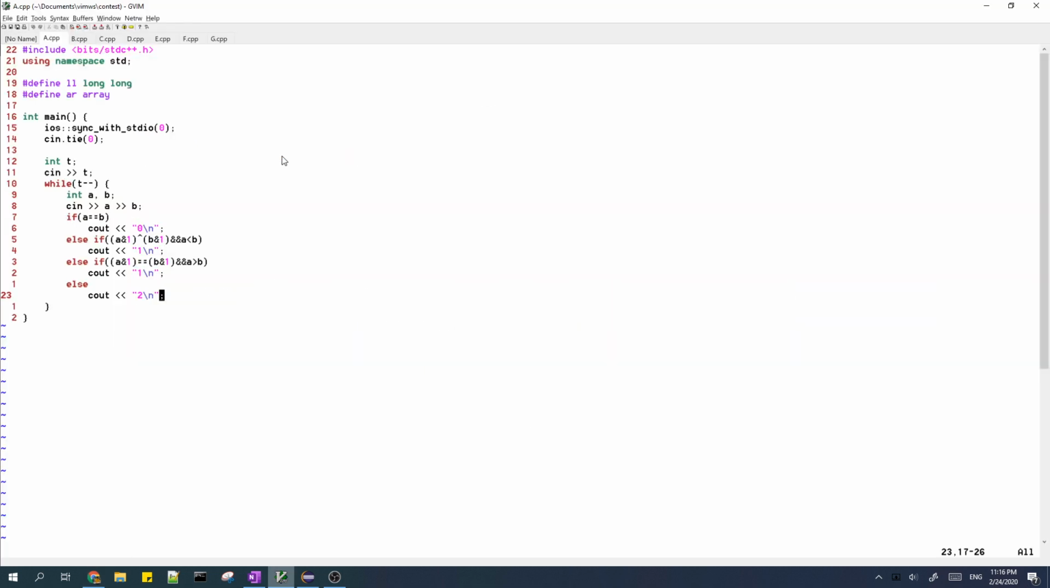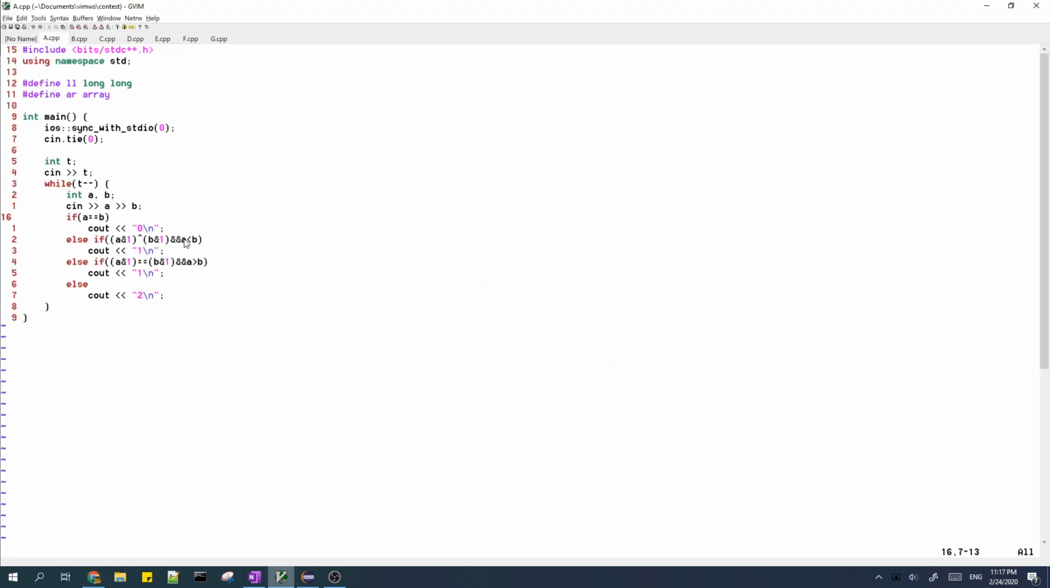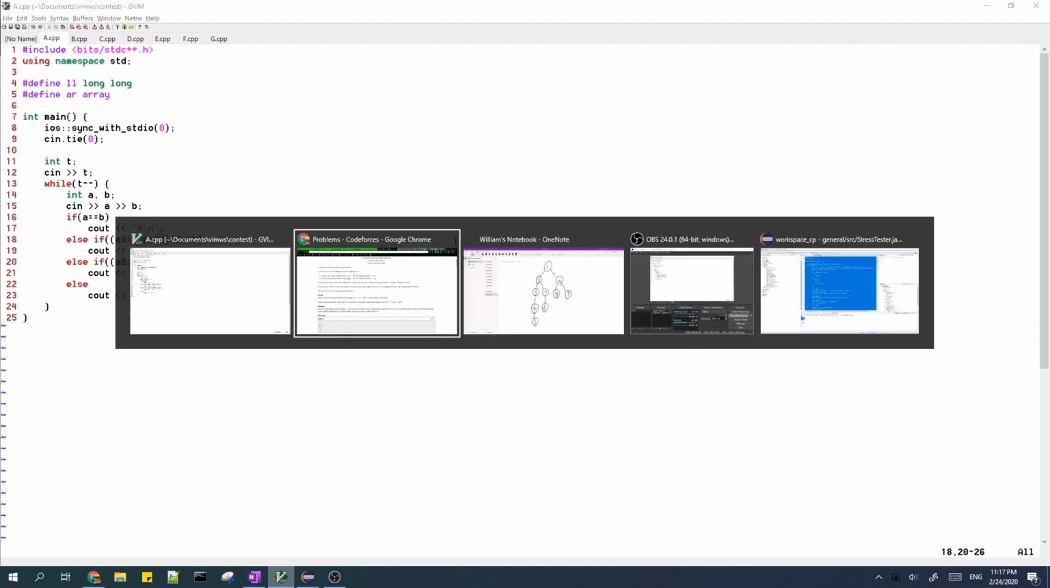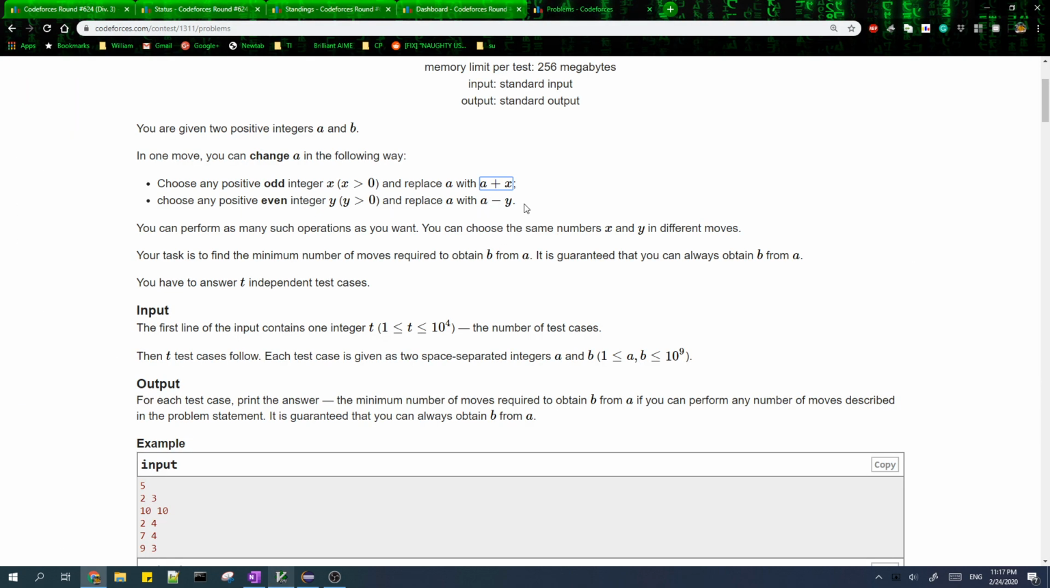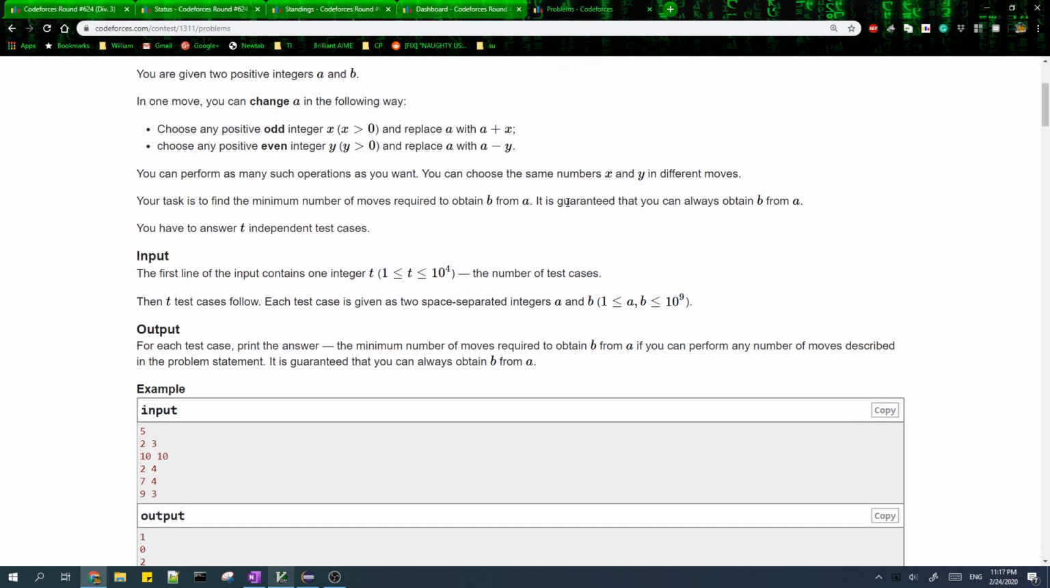So the most obvious case is when A is equal to B, and then the answer is 0. And then what about when the answer is equal to 1? If B is greater than A, then we can add an odd integer. So if A is smaller than B, then we need to make sure that A and B have different parities. And if A is greater than B, you can only subtract an even integer. So we check that A and B have the same parity. And it turns out that if all these 3 cases are not true, then the answer is 2.